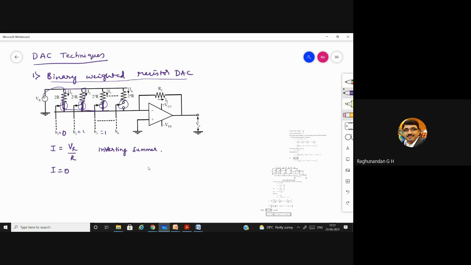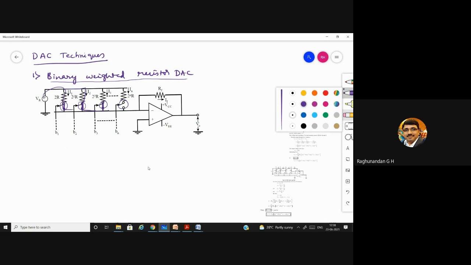Again, I think you might remember while deriving the expression for the op-amp inverting summer or non-inverting summer or anything, we used to apply the KCL to the node. What is this node? What do you call this node as? Virtual ground, sir. Yes, virtual ground. Good. It's virtual ground.